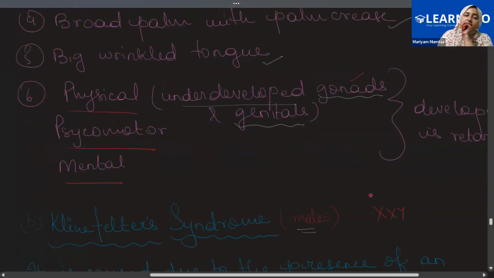One more, you can write that they have almond shaped eyes. Almond shaped slanted eyes.